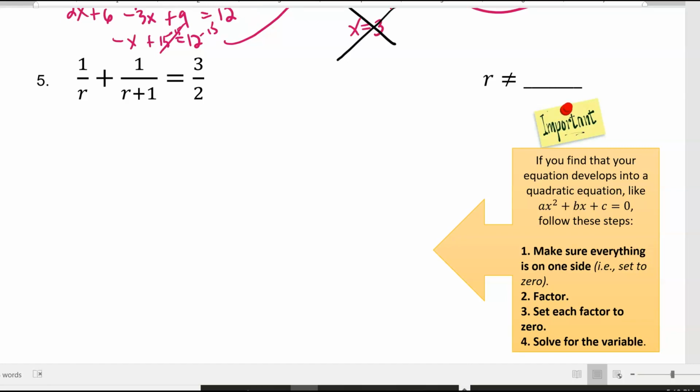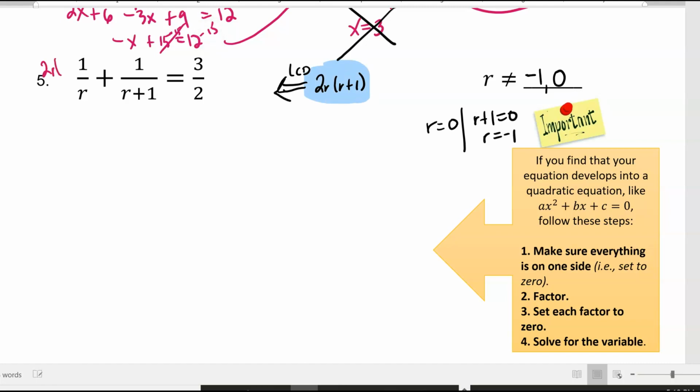Our LCD is 2r times r plus 1. So let me write that down. So the LCD here. Now, to get the restrictions, you would have to set this denominator to 0, which is just 0, right? And also r plus 1 to 0, which is negative 1. So we don't want negative 1, and we don't want 0. So we're going to multiply, first of all, both sides by the LCD, which is 2r times r plus 1. So 2r times r plus 1 times the left side and also the right side.